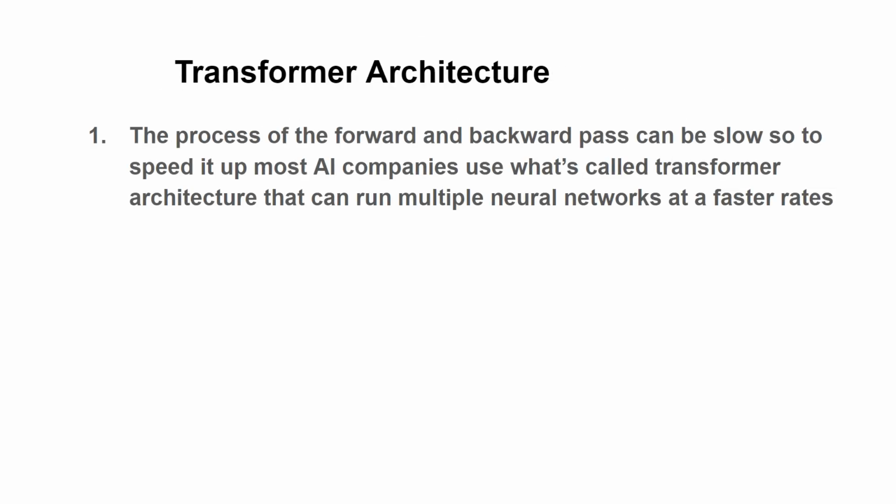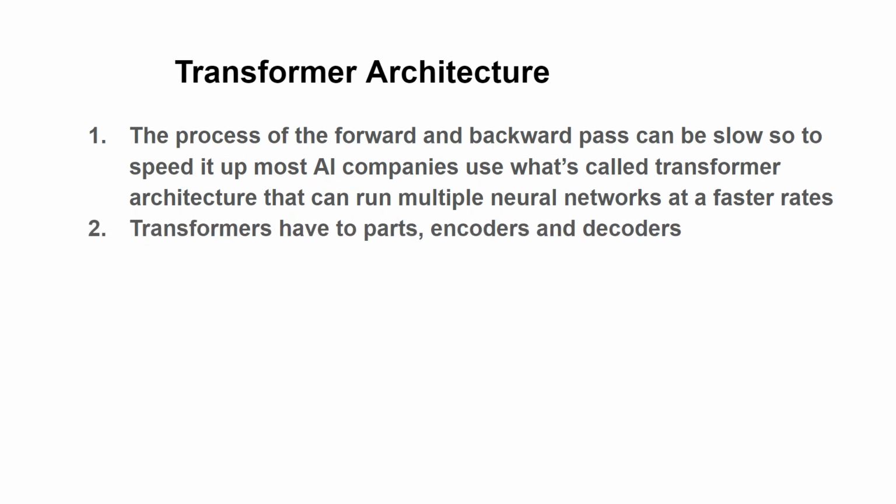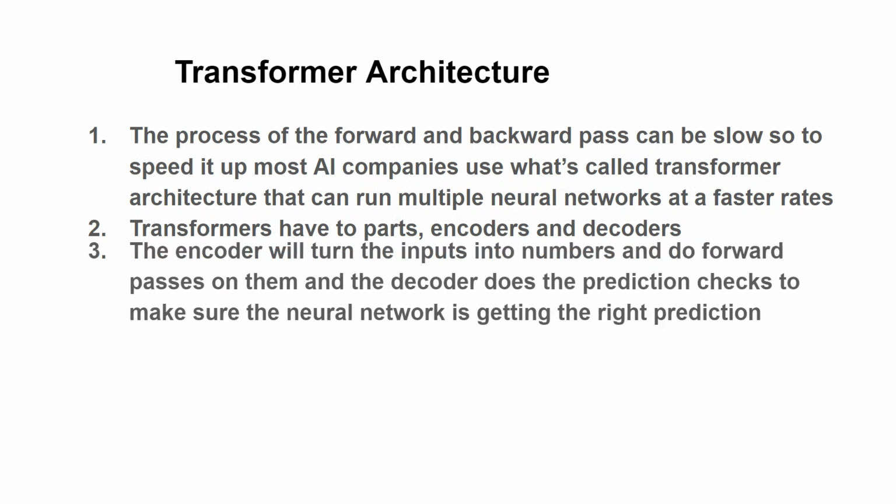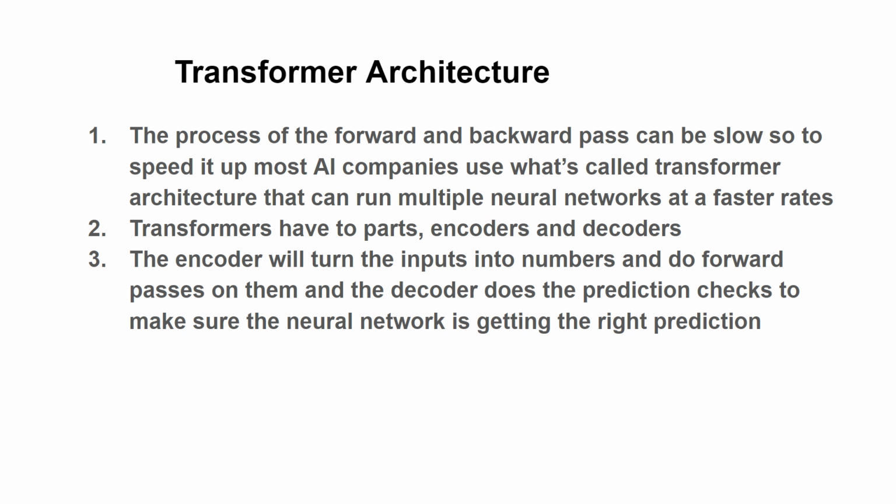Transformer architecture. The process of the backward and forward pass can be slow. So to speed up, most AI companies use what's called transformer architecture. This is because it can run multiple neural networks at faster rates. Transformers have two parts, encoders and decoders. The encoder will turn the input into numbers and do the forward passes on them, while the decoder is the one that's doing the prediction checks to make sure the neural network is getting the right prediction and the right results.